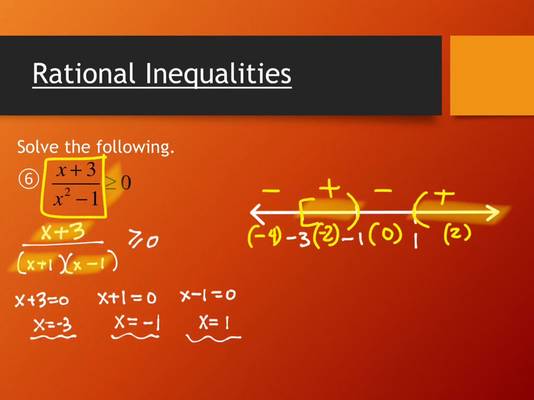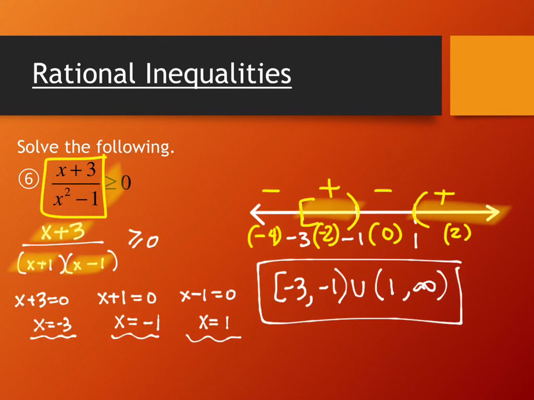For the purposes of our question here and answering it, I'll have parentheses to represent that I can't equal those values. And then transposing that number line kind of a graph into an answer type form, my answer then is that my interval goes from -3 to -1, bracket on the -3, parenthesis on the -1, union 1 to infinity. And that's my solution.